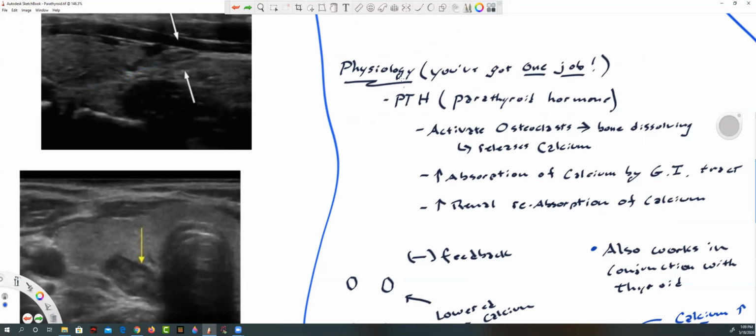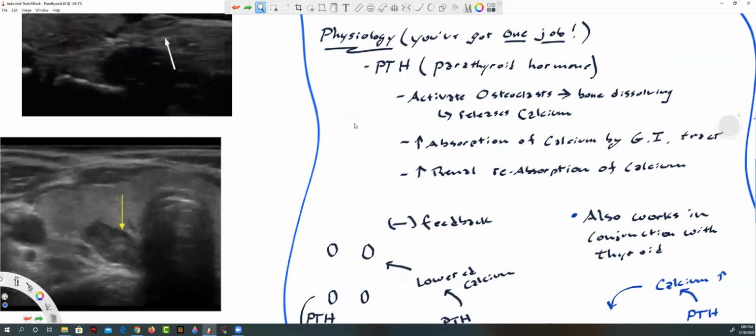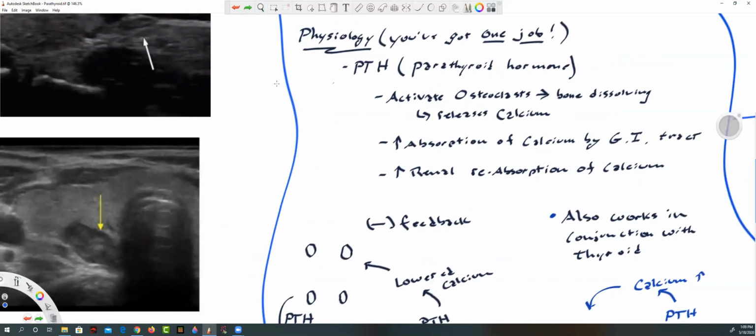So, okay, physiology. You've got one job. Don't screw it up, parathyroids, but they do. Sometimes we'll get a parathyroid exam, and actually they just order a thyroid exam and then say special attention to parathyroids, and it'll be for hypercalcemia, too high a calcium level in the body.